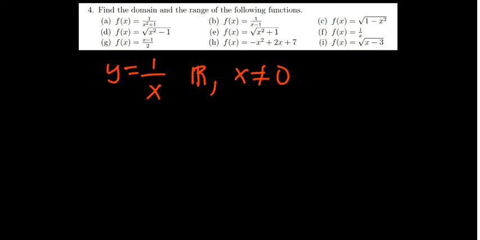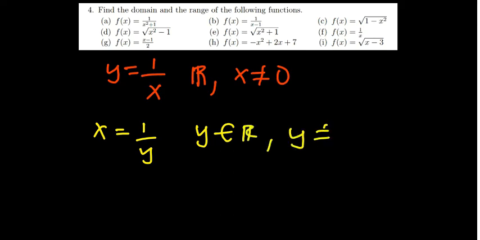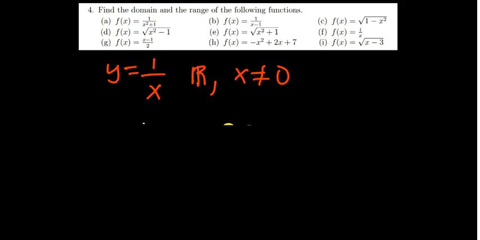For our range, we try to make y the subject, or x the subject. x will be equal to 1 over y as well, so it's the same. So we expect that y is a member of real numbers, but y can never be equal to 0. So 0 is excluded from the codomain. We can even try to sketch that so that you have a picture of what I'm trying to say.